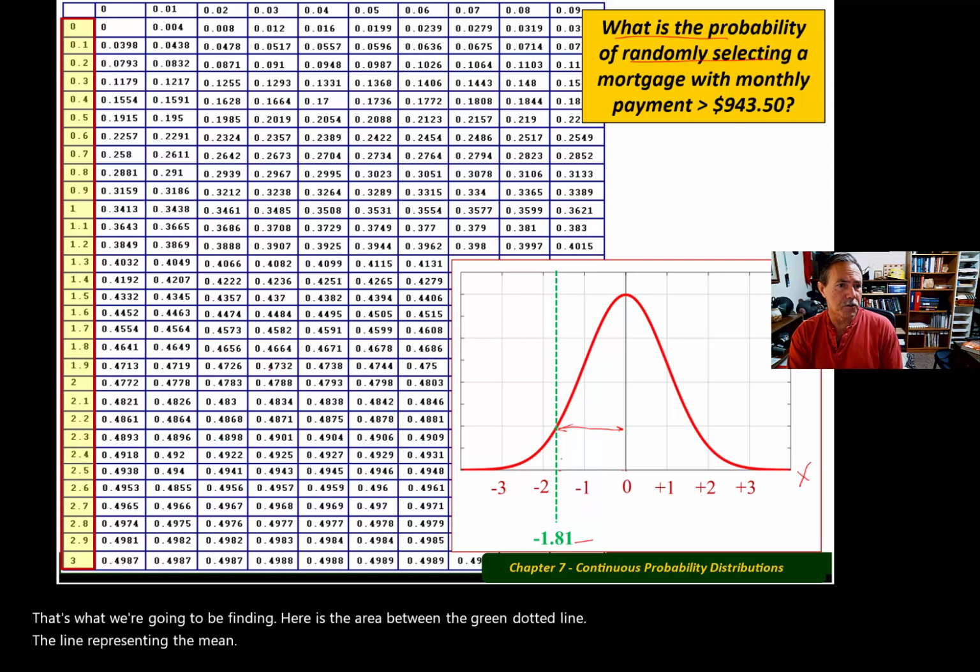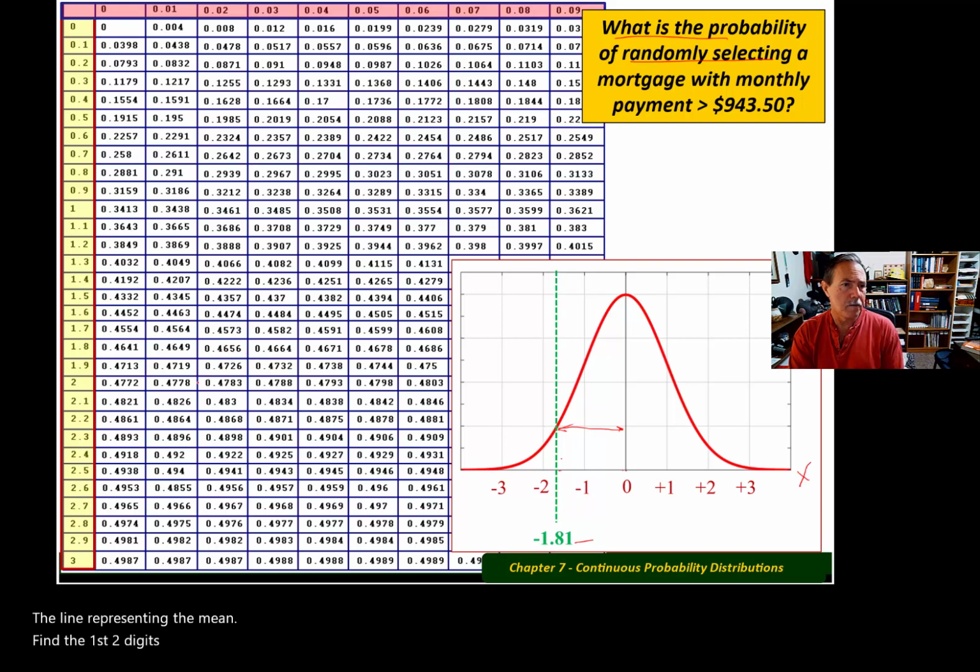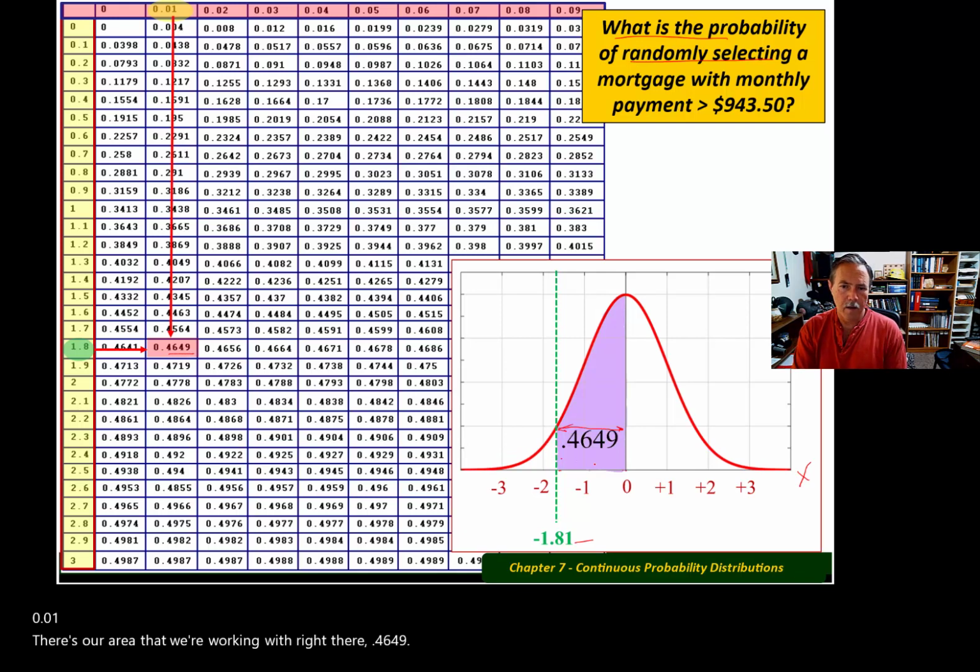Okay, find the first two digits in the left column, 1.8. Then find the third digit along the top row, 0.01. There's our area that we're working with right there, 0.4649. The shaded area is about 46.5% of the area to the left of the mean, or below the mean.